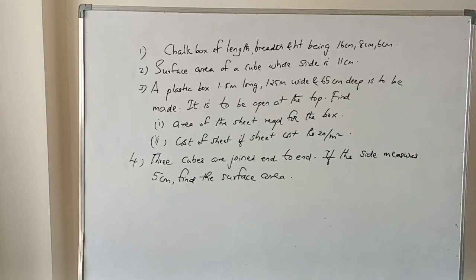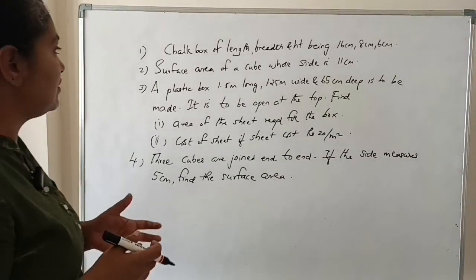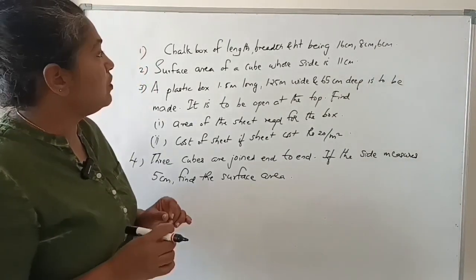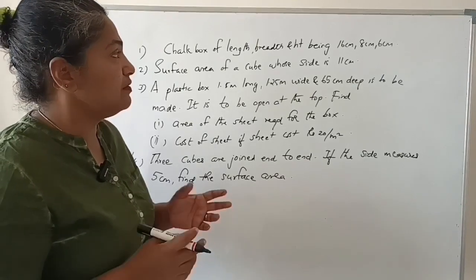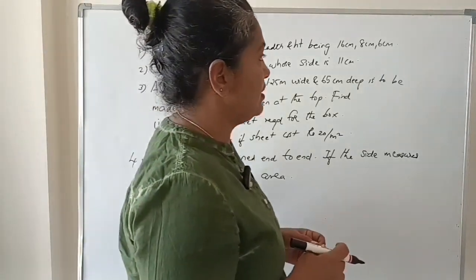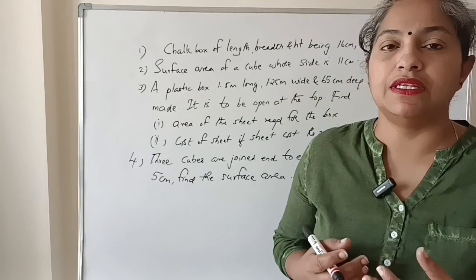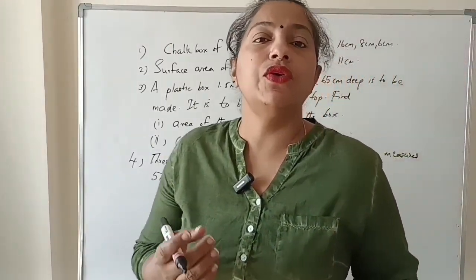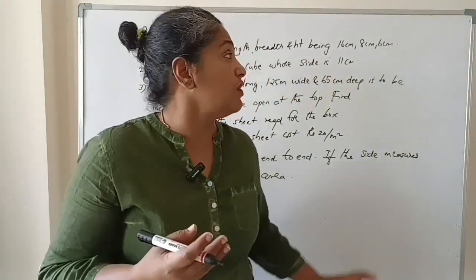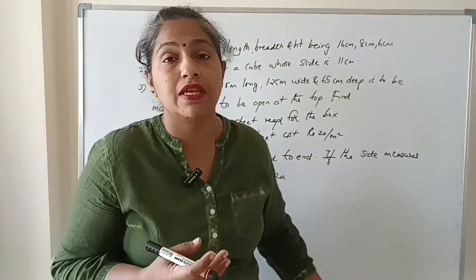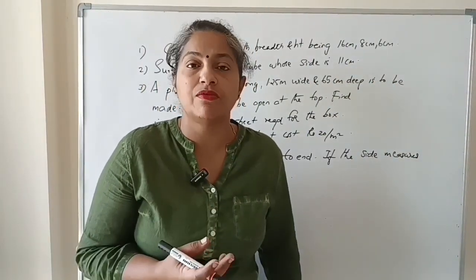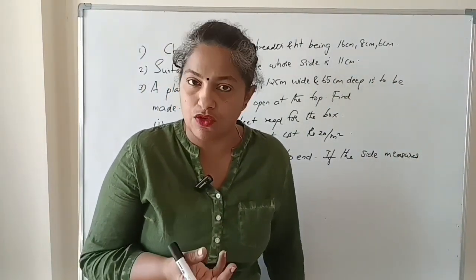Okay. So, I have written down 4 sums. So, let us tackle them one by one. A chalk box of length, breadth and height being 16 centimeter, 8 centimeter and 6 centimeter, we need to find the total surface area. Now, you know that a chalk box, because all the 3 different length measurements are given to you, it has to be a cuboid.